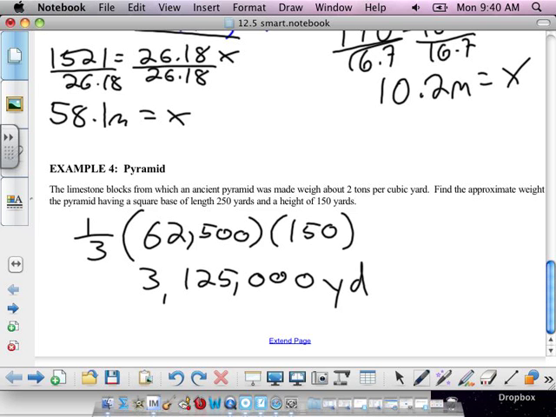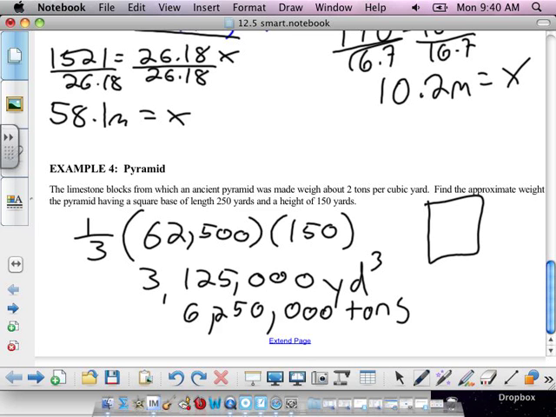But we don't want yards. We want what? Tons. So there are 2 tons per cubic yard. So I'm going to multiply this whole thing by 2. So it weighs 6,250,000 tons. Yes, but buildings would weigh a lot, and especially buildings made of big stone blocks, right? The area of a square gives me 250 and 250. That's the bottom of my pyramid. So I multiply them together. Does that make sense? Okay.